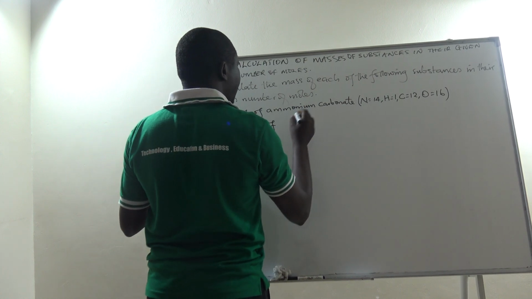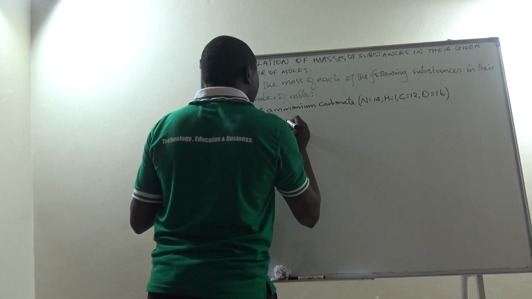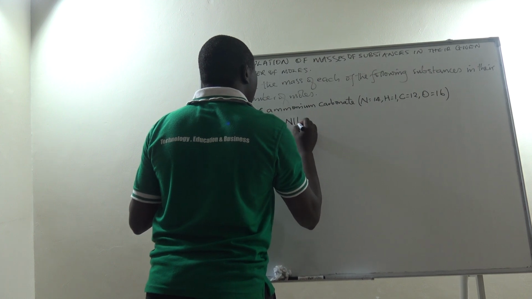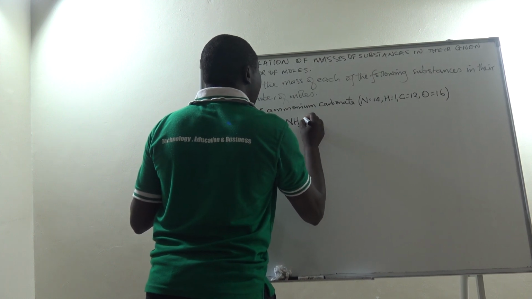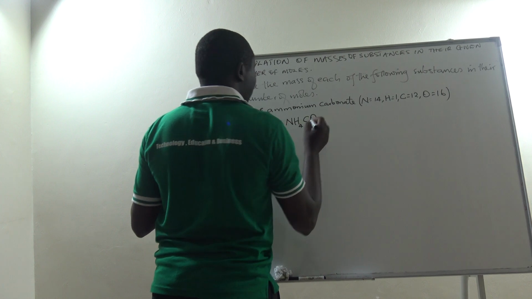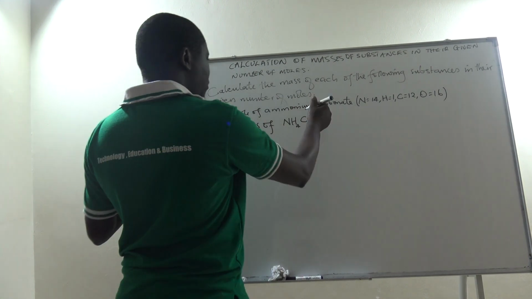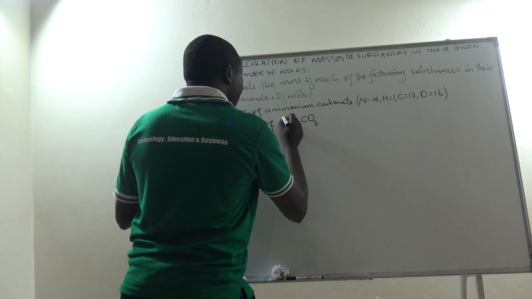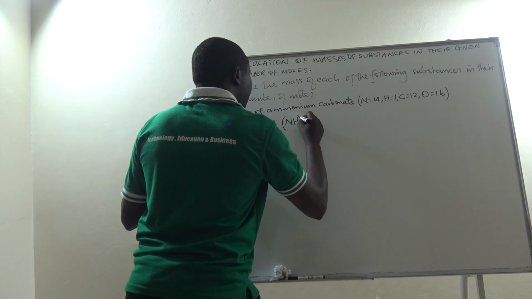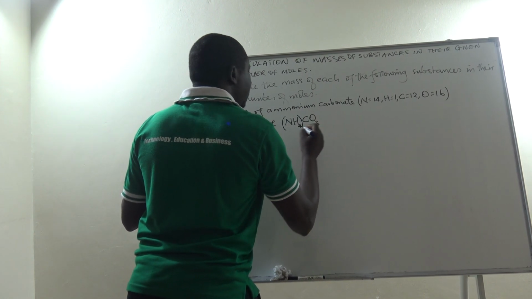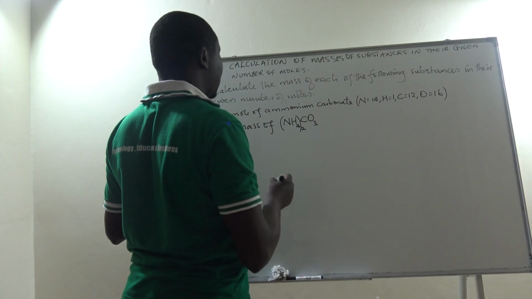of ammonium carbonate. So in ammonium carbonate, we have got the ammonium radical NH4, and we have got the carbonate radical. The valency of ammonium is 1. The valency of carbonate is 2. So that 2 has to come here. So we bracket ammonium and then put the 2 outside here. That's the formula of ammonium carbonate, (NH4)2CO3.